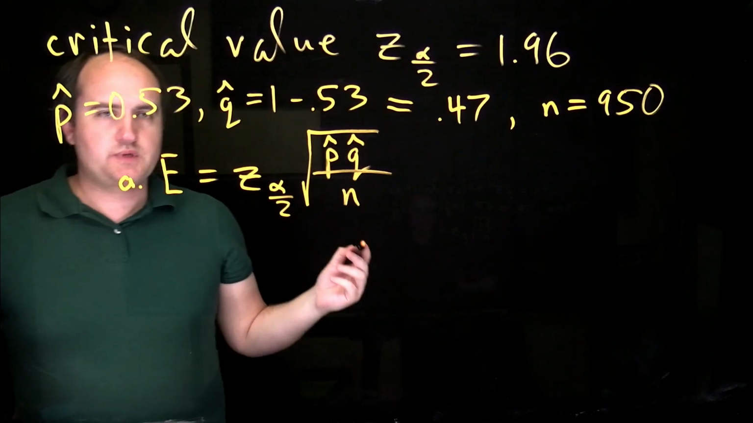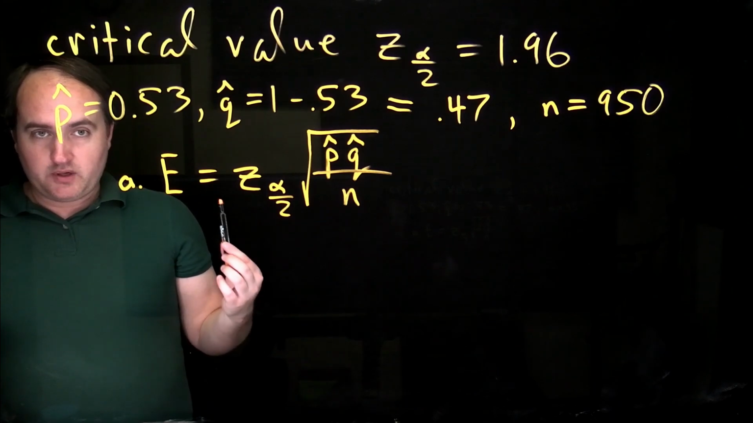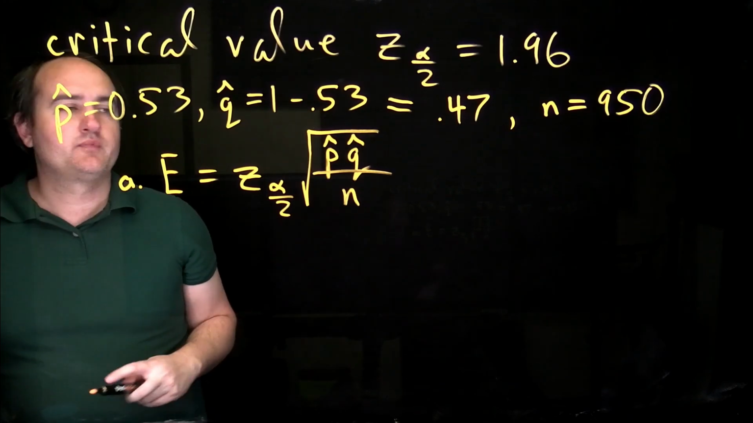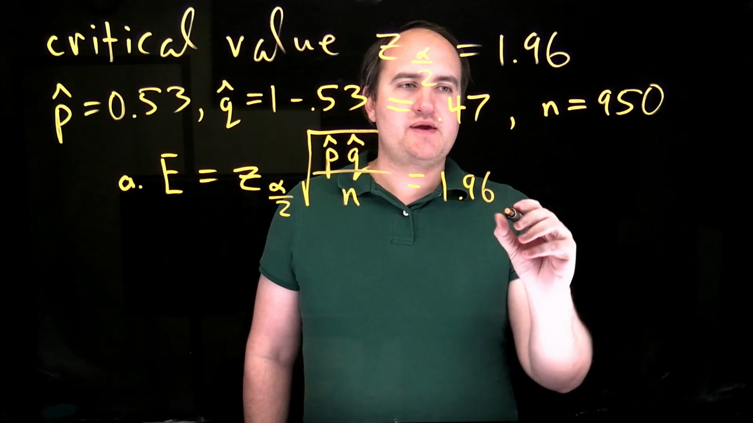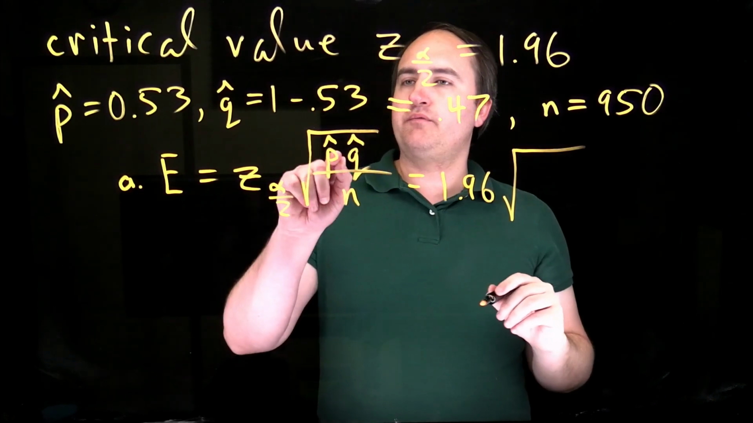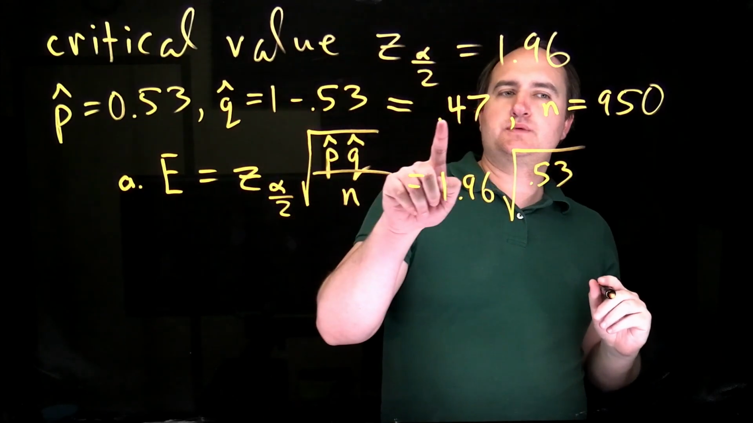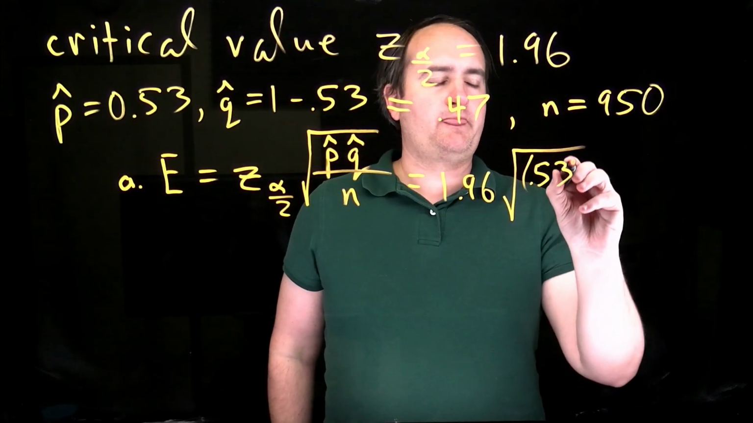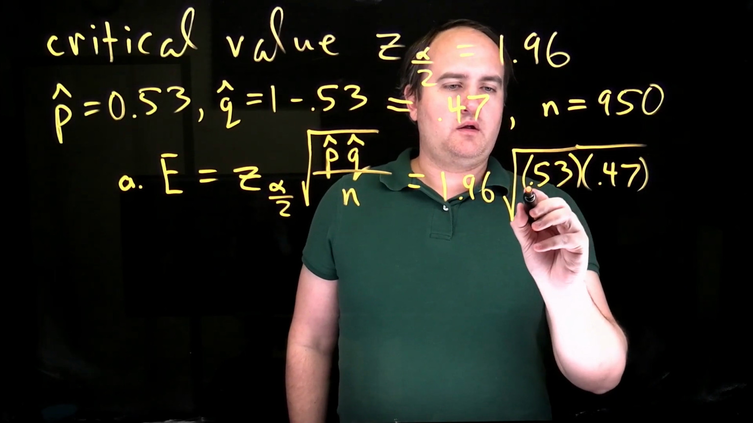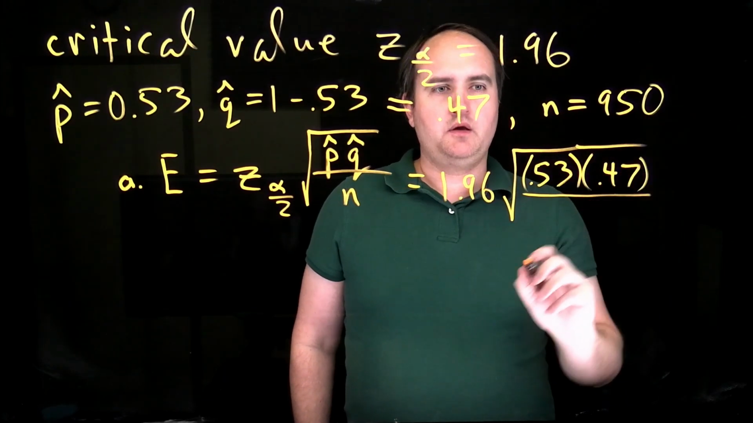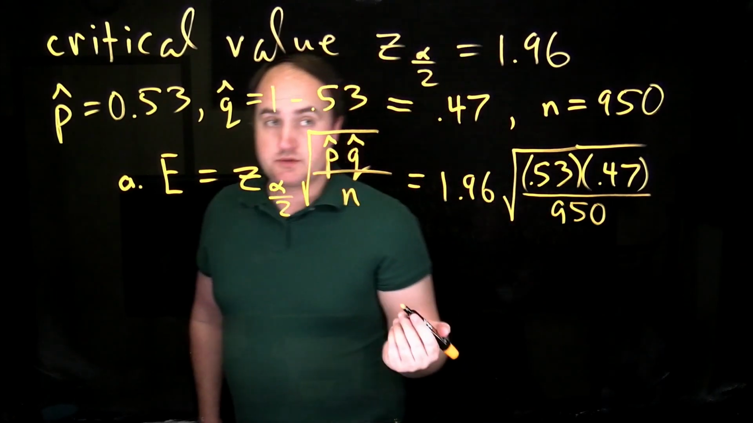So now what we can do is we can just plug everything in to the right side of the formula, and that will give us our margin of error E. Okay, so the z sub alpha over 2 is 1.96, and then we have the square root of p hat, which is 0.53, times q hat, which we calculated is 0.47. Okay, all over n, which is 950, because there were 950 undergraduate students in the study.